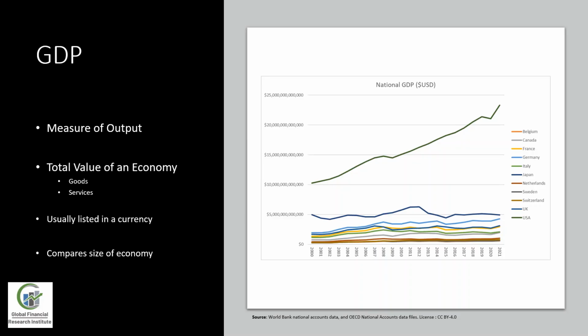The first and perhaps most widely used metric in economics is GDP, or gross domestic product. This is a measure of the output of an economy. It is the total value of goods and services produced in that economy. It is usually listed in a currency, and it can be used to compare the size of one economy to another, which is why it is such a crucial metric for economics.